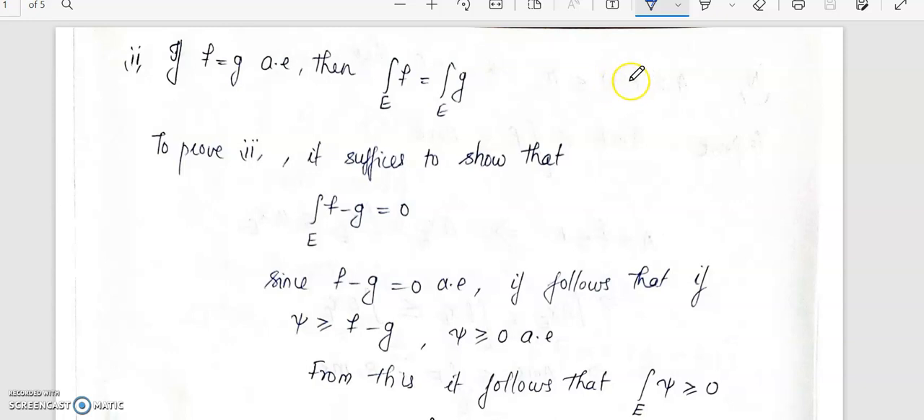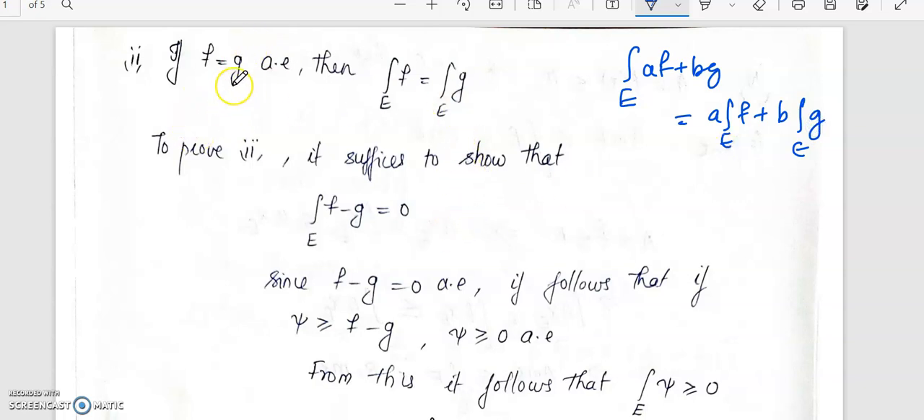Now continue the proposition. So we will prove the remaining results in the proposition. So the first result was integral over E of af plus bg will be equal to a integral over E f plus b integral over E g. So this we have proved.